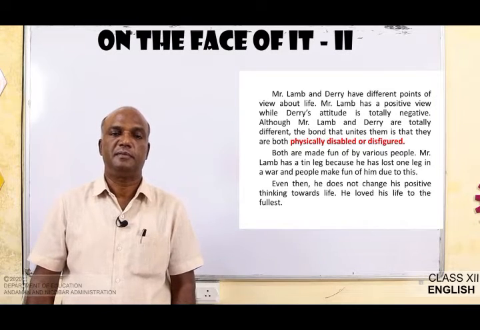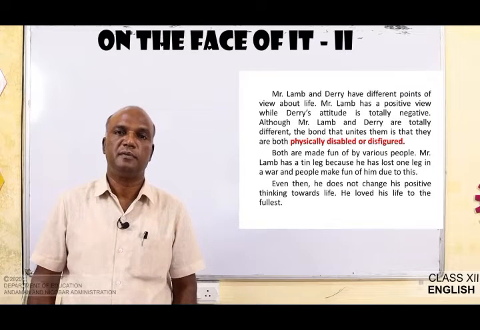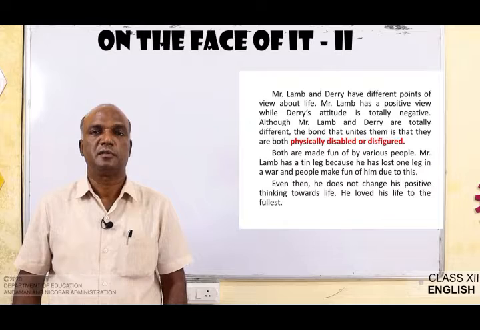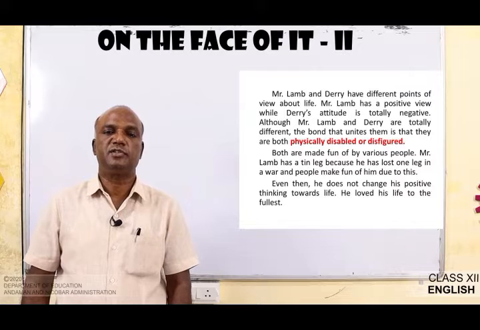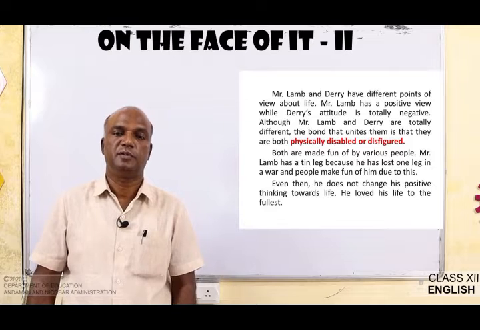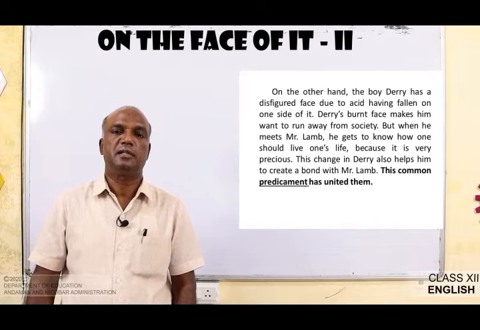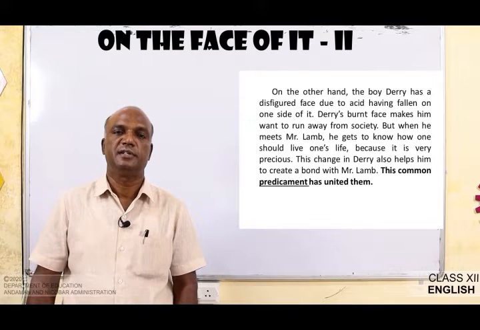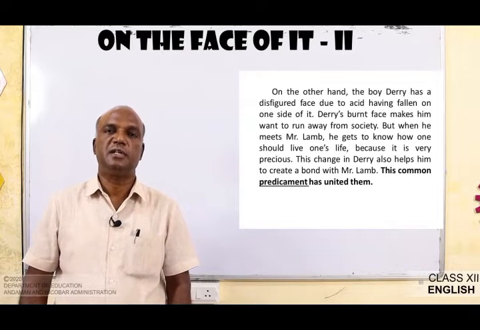People laugh at them. Mr. Lamb has a tin leg because he has lost one leg in a war, and people make fun of him due to the loss. Even then, he does not change his positive thinking toward life. He has a positive view. He loved his life to the fullest. On the other hand, the boy Derry has a disfigured face due to acid having fallen on one side of it. Derry's burnt face makes him want to run away from society.